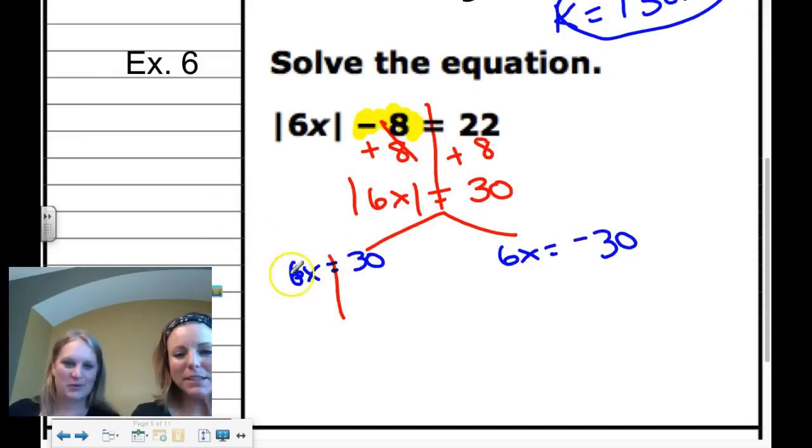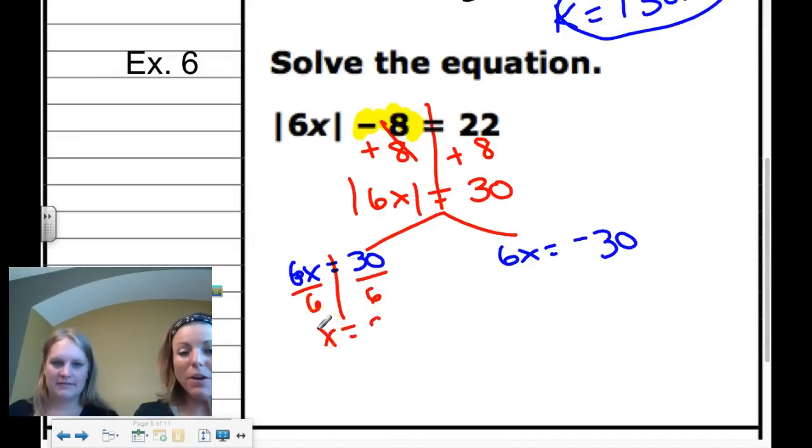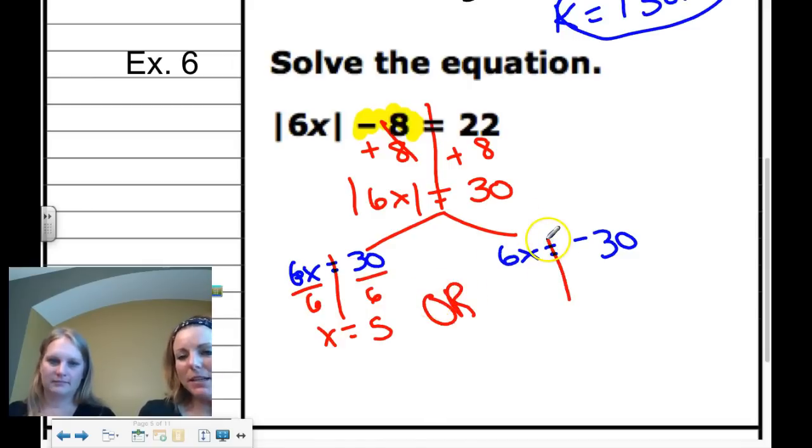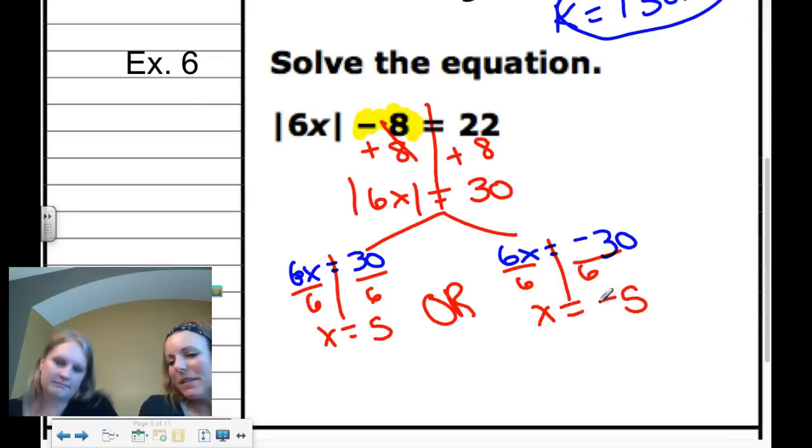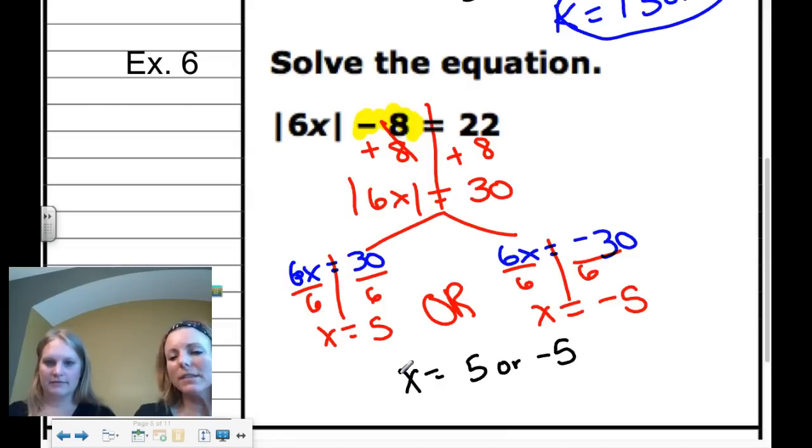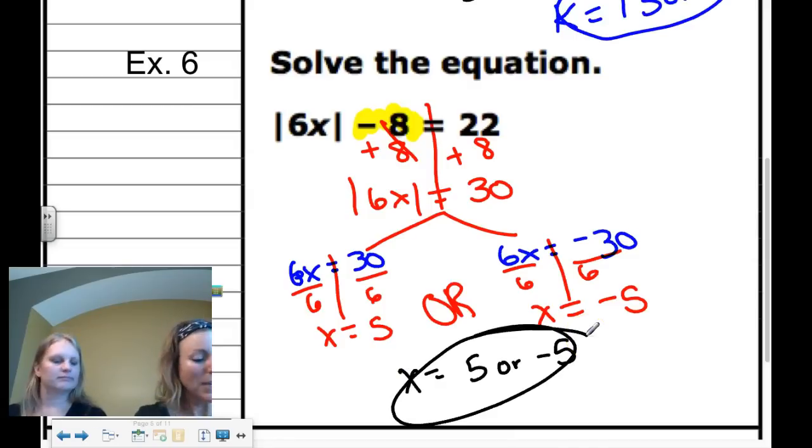Divide both sides by 6. So you're going to get x equals 5. Or, let's just write the word or right away. Or, divide both sides by 6. And this time it happens to be a positive 5. It just happens that way. So now, guess what your final answer is? We don't have to graph this one. We'll just write x equals 5 or x equals negative 5. Perfect. That's it.